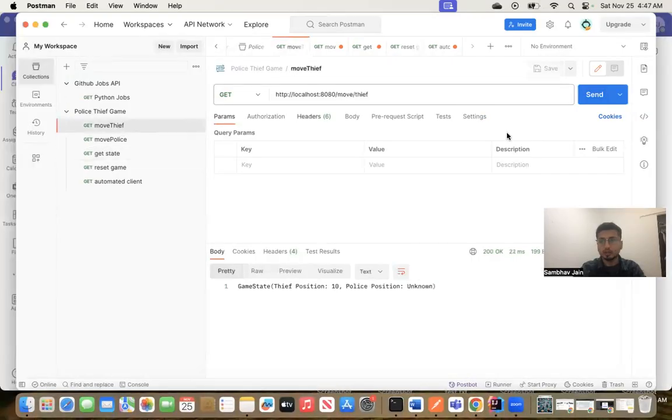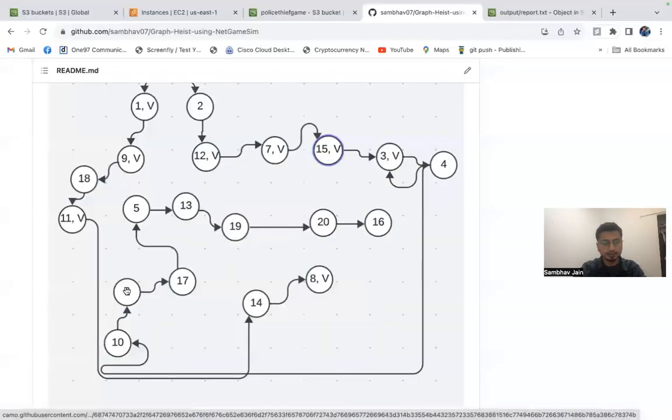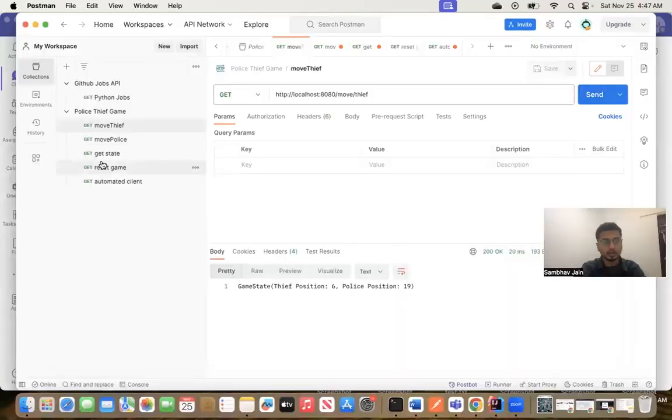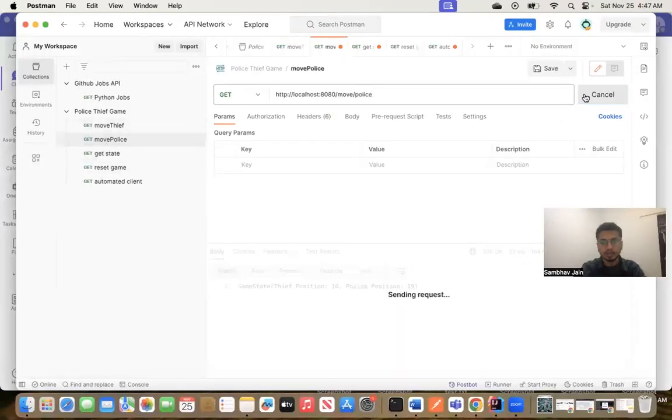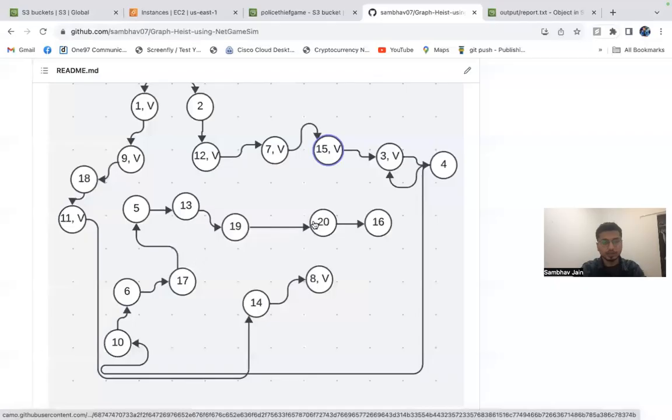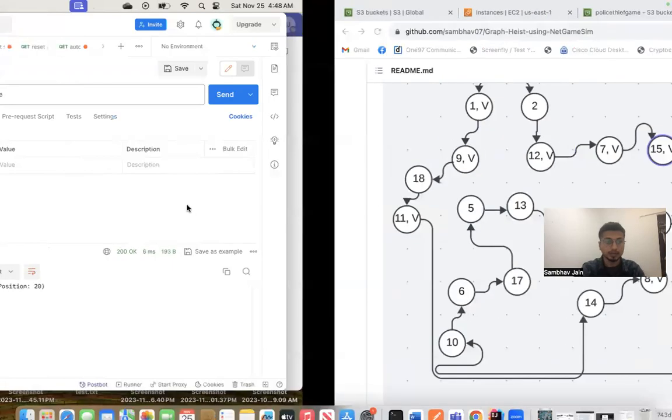Now let's make a move for thief again. So thief moves to position 6, and now let's make a move for police, and police moves to position 20. So we can see that we are approaching a node which is a leaf node for police, and they might be stuck after 16 and probably the game will be over. So let's see what happens.